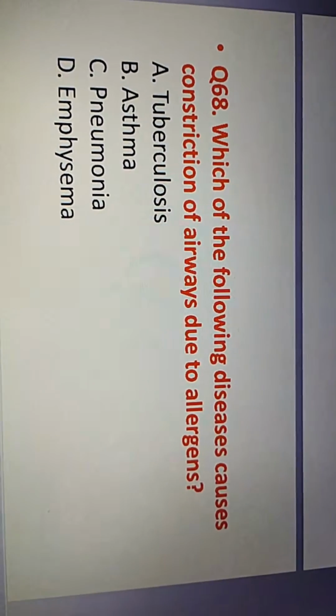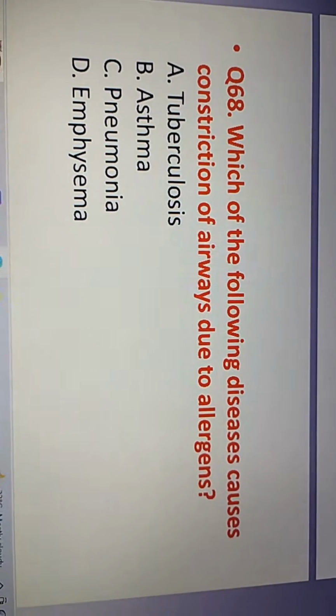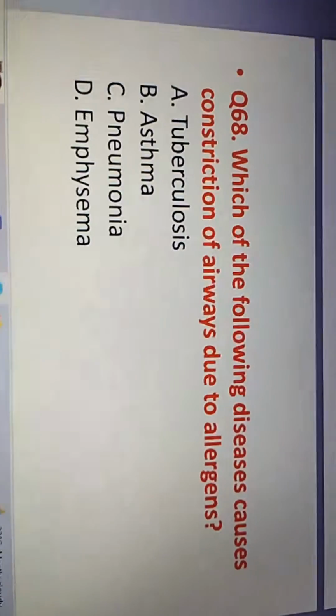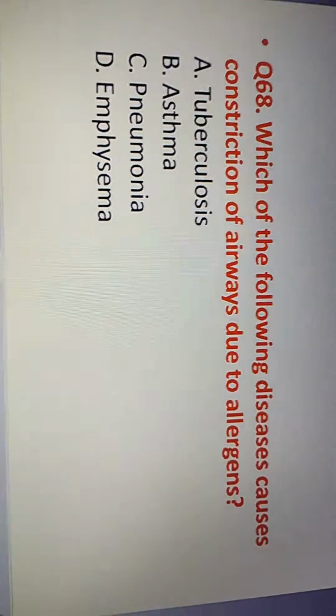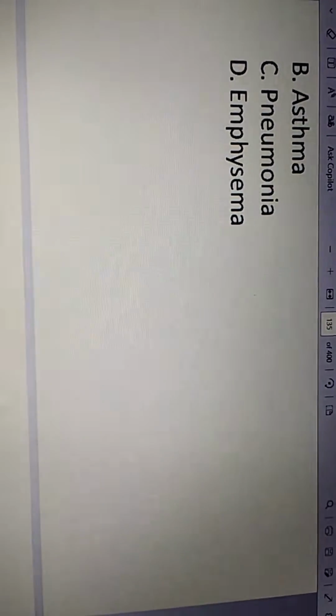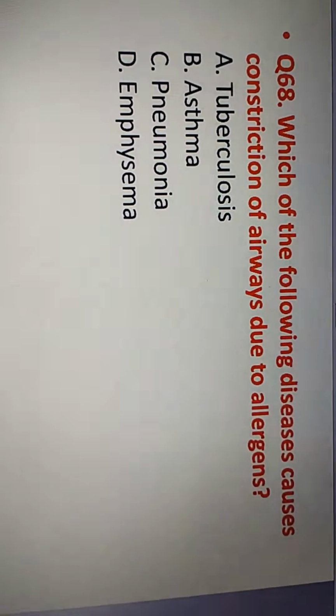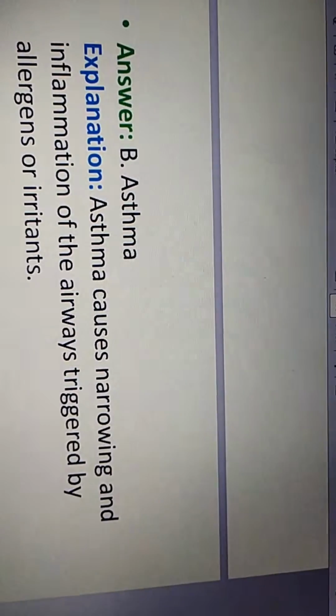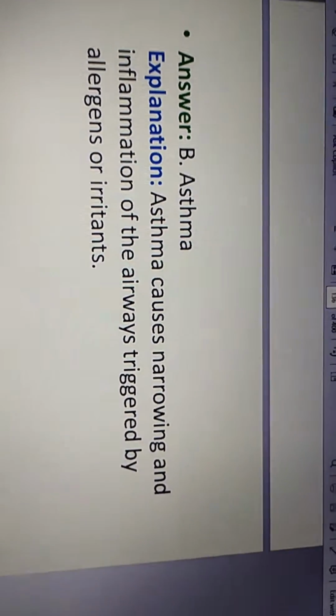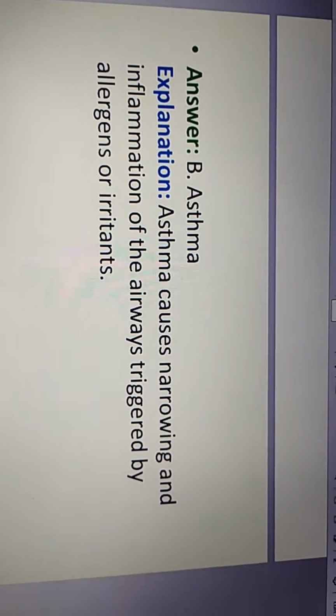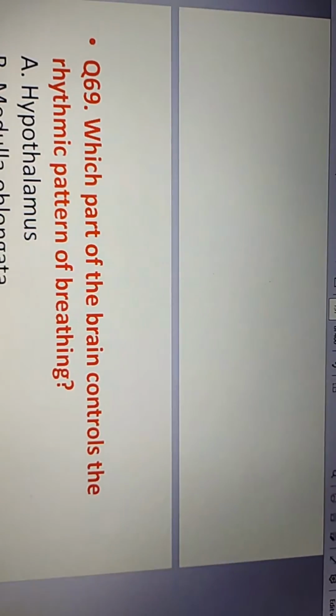Which of the following diseases causes constriction of airways due to allergens? Option A, tuberculosis. Option B, asthma. Option C, pneumonia. Option D, emphysema. The correct answer is option B, asthma. Asthma involves narrowing and inflammation of the airways triggered by allergens or irritants.